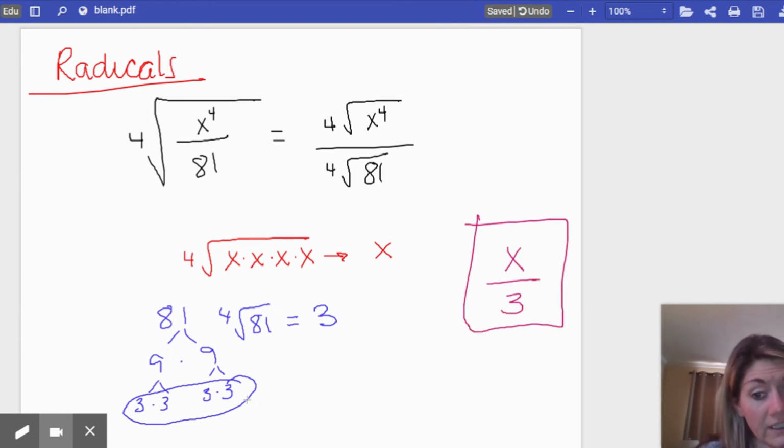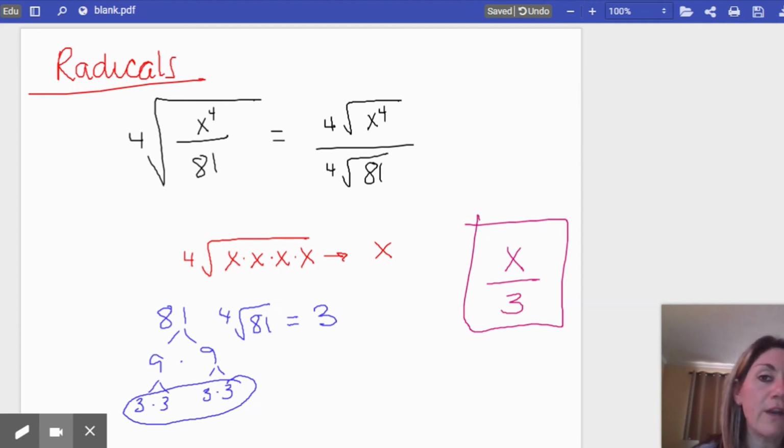Now, technically, the 4th root of 81 could also be -3, but we're only going to focus on positive values when we have even roots. But technically, -3 times -3 times -3 times -3 is also equal to 81.